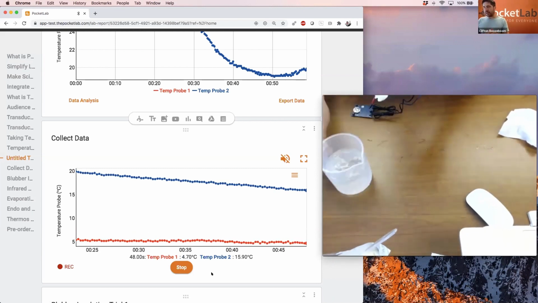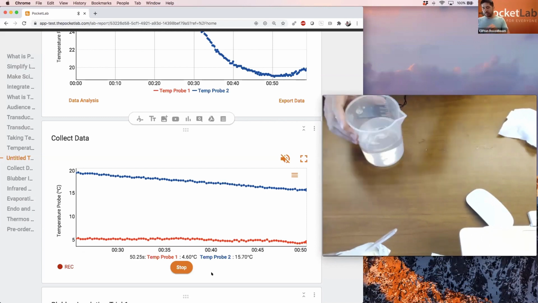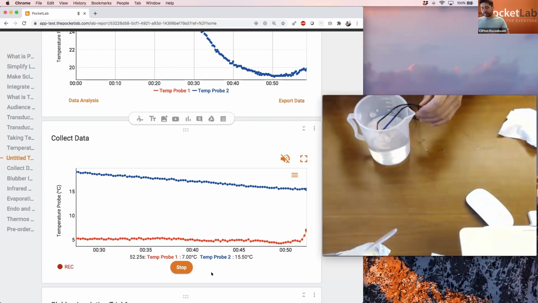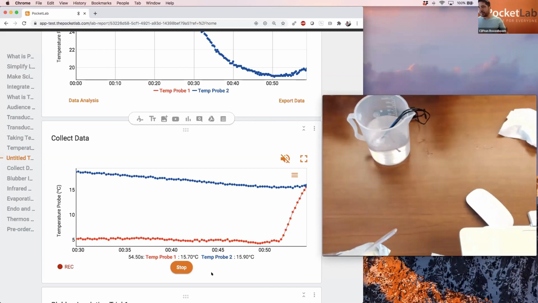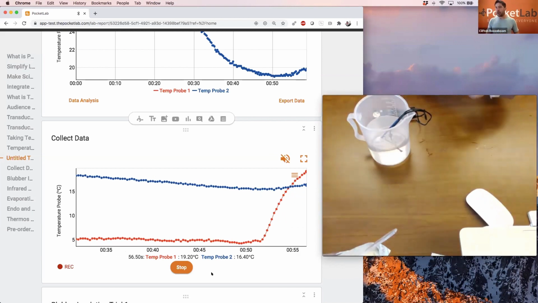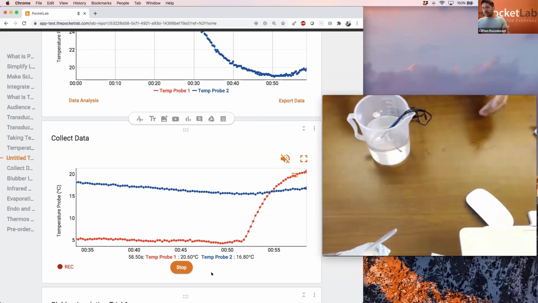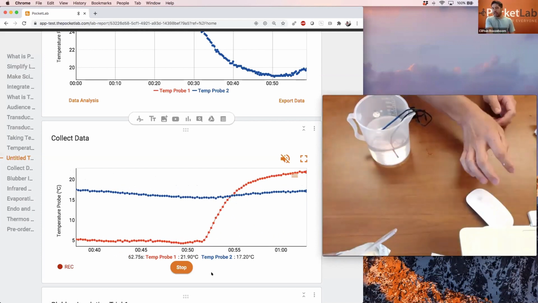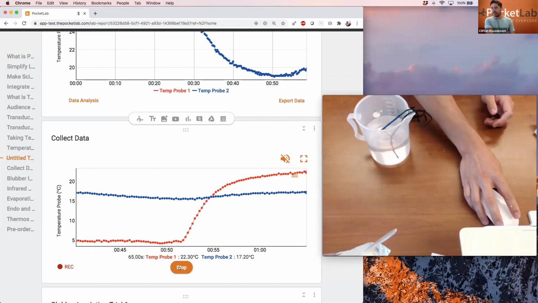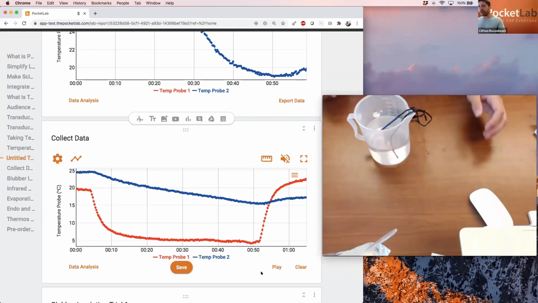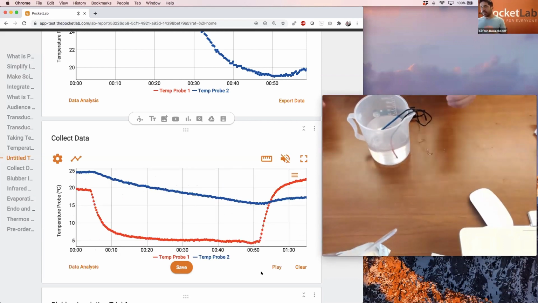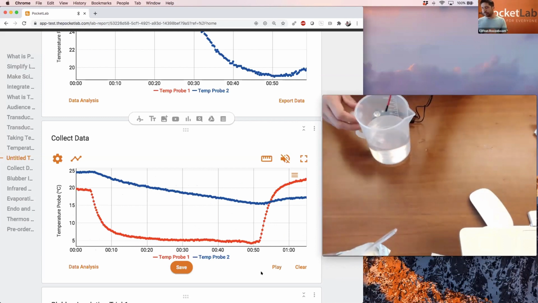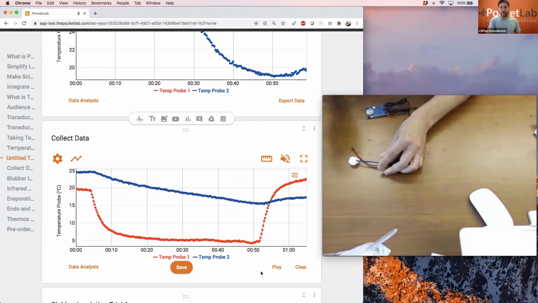So I take it out of my ice cold water, put it into some room temperature water. And you can see my uninsulated probe changes almost right back up to temperature within, like, 10 seconds. And my insulated probe is lagging behind. So, there's our experimental data. Insulation works both ways, cool to hot, hot to cold. Okay, rapid fire.